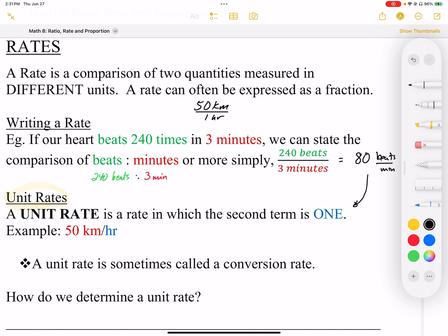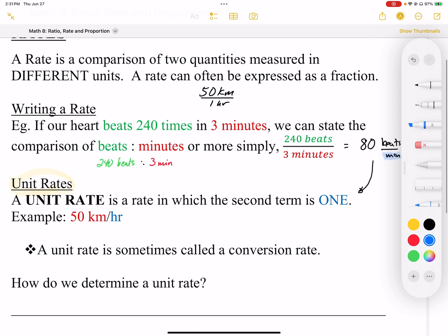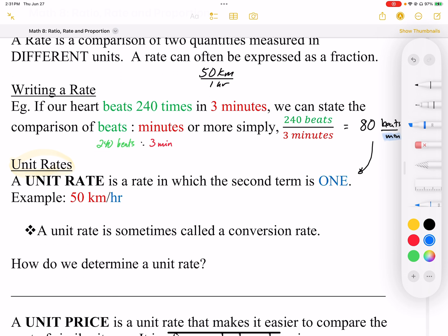So this is a unit rate. So we are comparing to 1 minute in this case. Here we have 50 kilometers per 1 hour. These unit rates can sometimes be called a conversion rate because we can use these to help convert from one unit to another. So how do we determine a unit rate? This is important. We divide. Okay, so if I have a ratio, I divide that ratio, so 240 divided by 3, that will give us a unit rate.